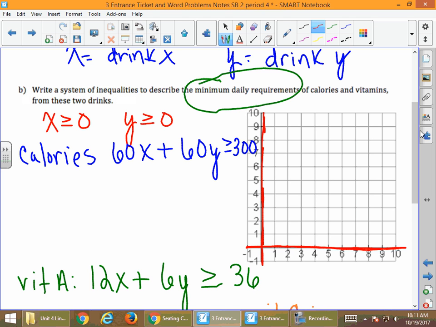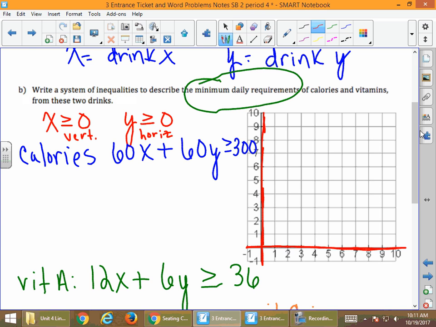But X is greater than or equal to 0. We have to cross the X-axis. That's going to be a vertical. And Y is greater than or equal to 0. It has to cross the Y. That's going to be a horizontal. And if you're struggling with that, you should write that down on your paper.